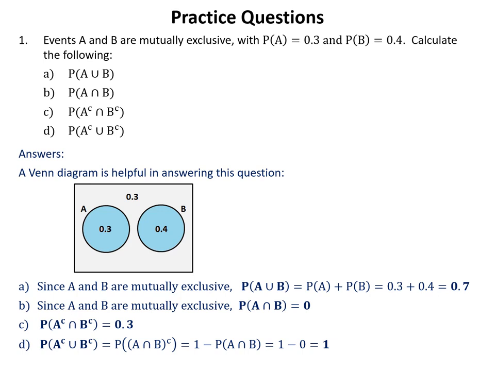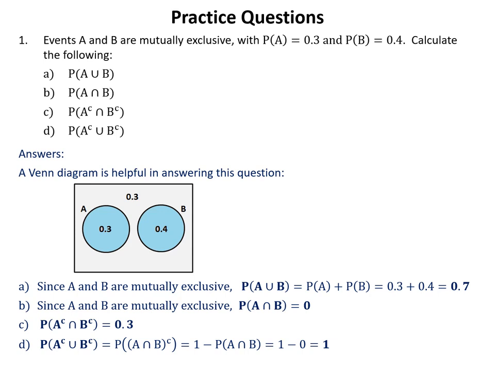For part C, the most efficient way to answer this question of finding the probability of A complement intersect B complement is to remember that in a Venn diagram such as this, every distinct region is an intersection between one set or its complement and the other set or its complement. So in this case, we have A complement intersect B complement, which means we're not in A and not in B, which must be the region outside of the two circles, which equals 0.3.